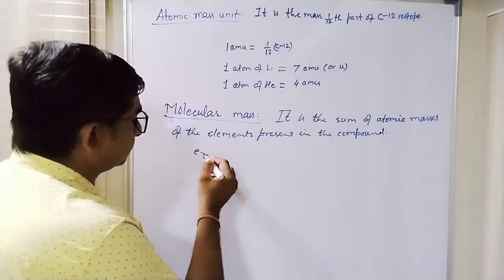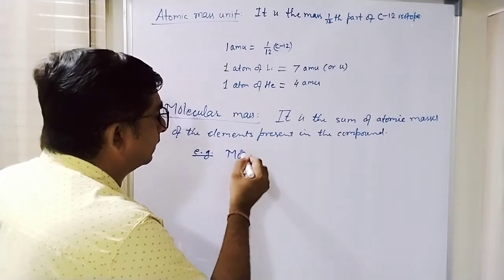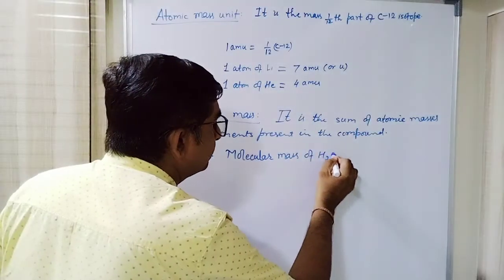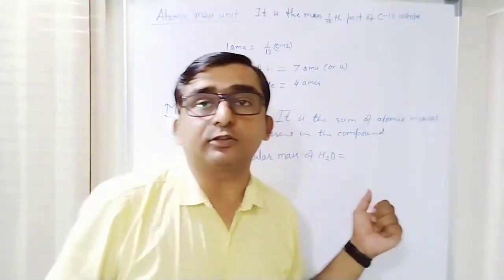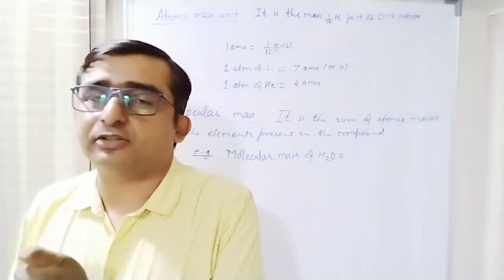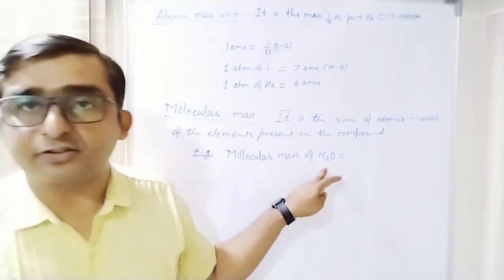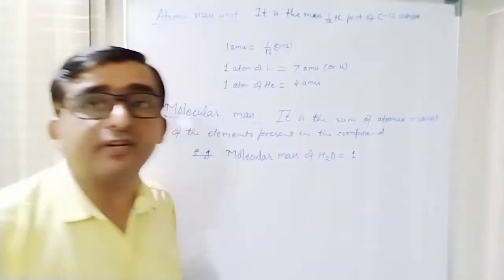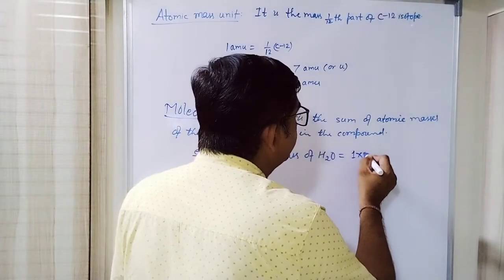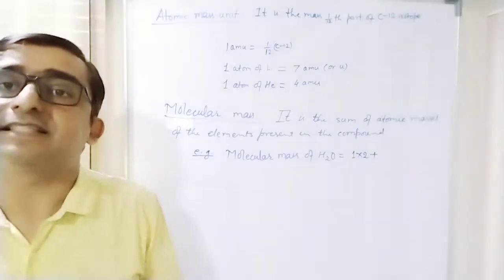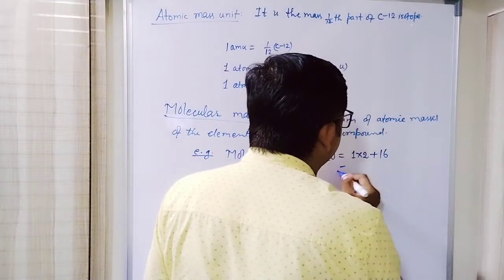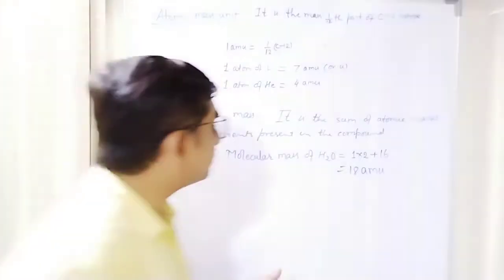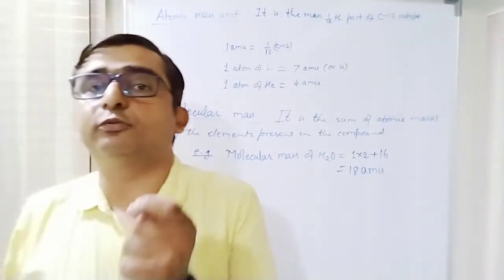As for example, if I take the molecular mass of H2O. We already know that the mass of one hydrogen atom is 1.008, but let that be 1 AMU. So the mass of hydrogen atom is 1, the total number of hydrogen atoms is 2, so we multiply by 2, and the mass of one atom of oxygen is 16 AMU, so I add 16. 16 plus 2, 18. So it becomes 18 AMU. This is the molecular mass of water.